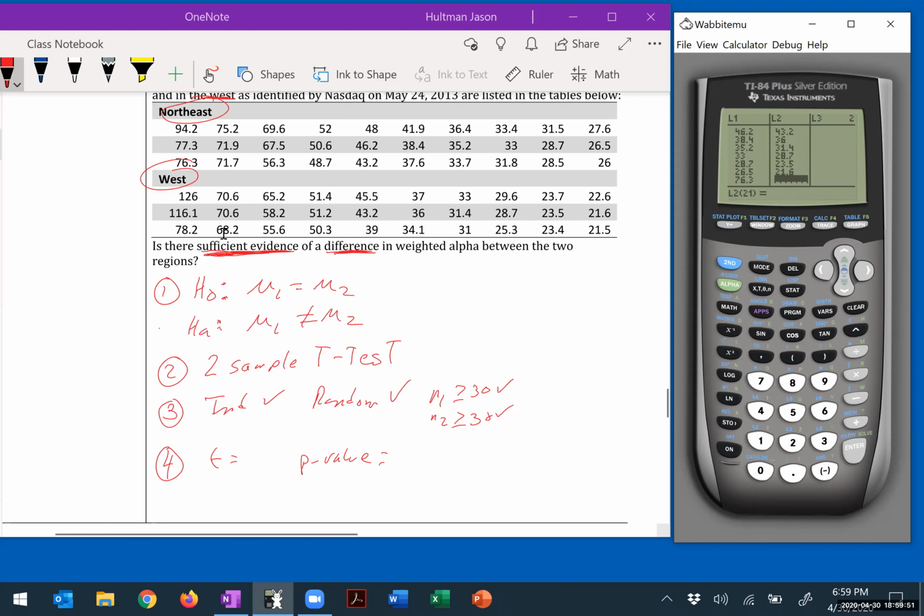Okay, last row, 78.2, 68.2, 55.6, 50.3, 39, 34.1, 31, 25.3, and 23.4, and 21, or sorry, 21.5. Okay, and hopefully they match up. They do. I got 30 of each in there. Good, yay. Now we're going to do our hypothesis test on the two samples.